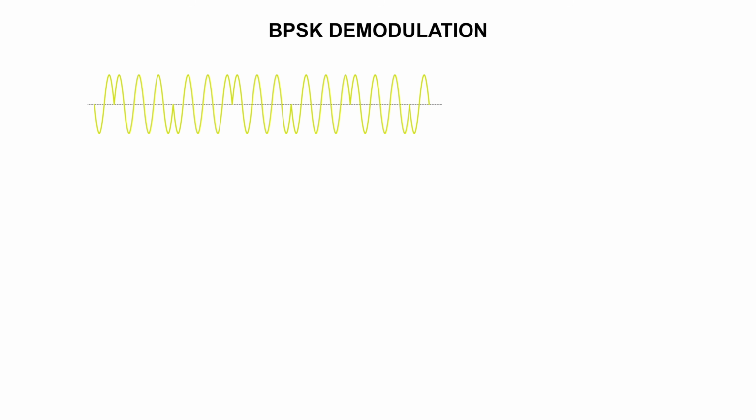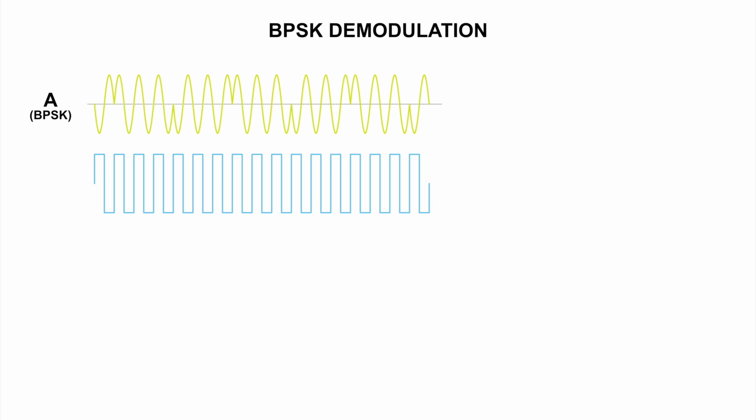So let's do some proper BPSK demodulation. Here is our input signal at 1.024 MHz with the prominent 180 degree phase shifts. We call that signal A. Imagine for a second that we have a square wave signal handy with the proper frequency and phase. That's signal B, the reference signal. Now let's multiply the two.